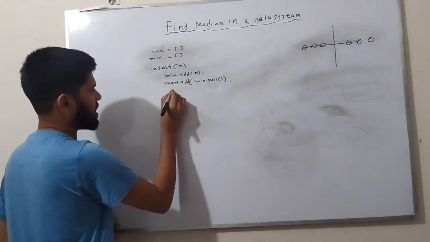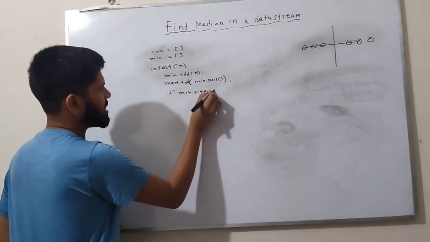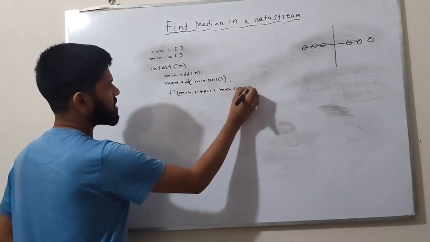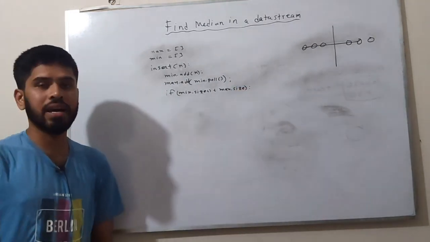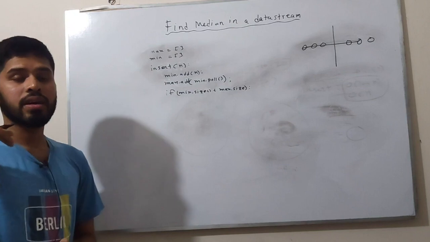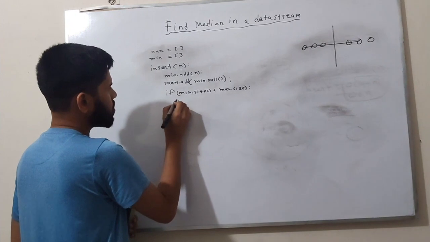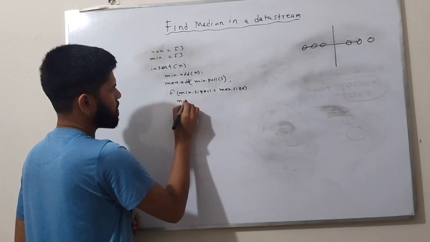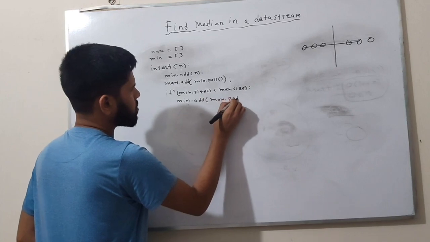Now we're going to check the size. If the size of min heap is less than the size of max heap, max dot size, in this case I'm going to remove the max element from the max heap and put it back in our min heap data structure. Okay, let's do it. So we have to add in the min data structure, right? So min dot add, and let's pull from max dot pull.